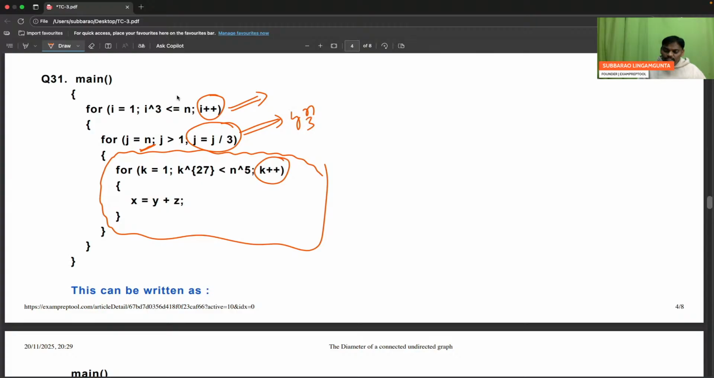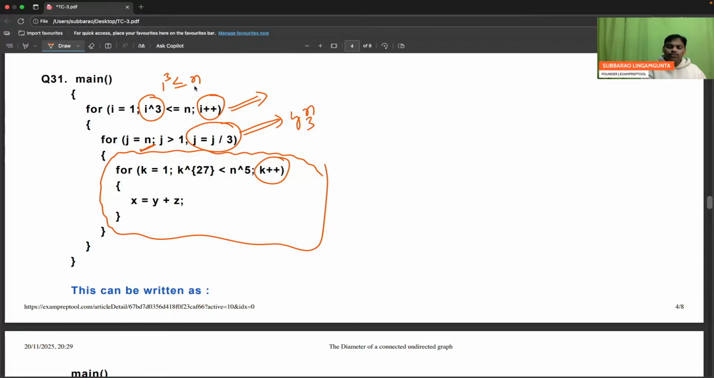So the condition checking is not I less than or equal to n. He is checking I cube is less than or equal to n. What exactly does that mean? See this one. I value is initially 1. First you check whether 1 cube is less than or equal to n or not. If it is true, you will continue further.